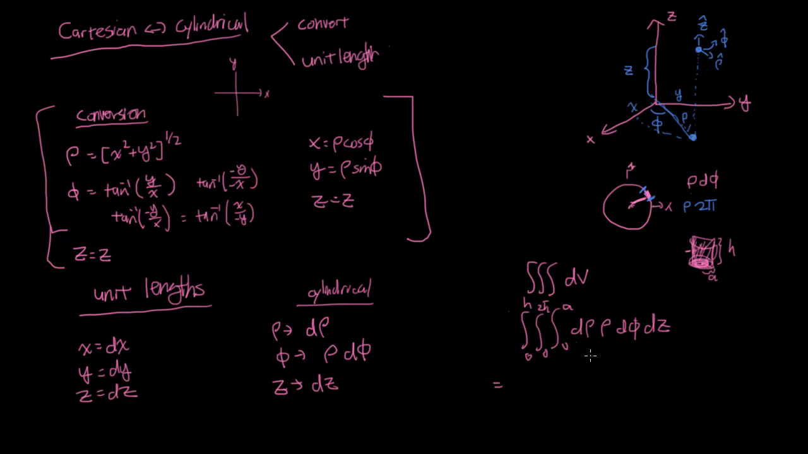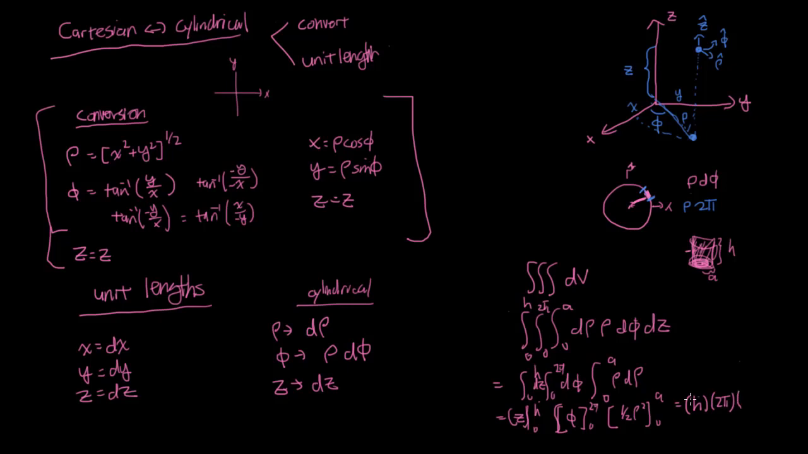So if we evaluate that, we're going to have 0 to h of dz, and 0 to 2 pi of d phi, and then for rho, you're going to get 0 to a of rho d rho. The integration of the z part will just be z evaluated from 0 to h. The phi part will be phi evaluated between 0 and 2 pi. So these two values will just be h and 2 pi respectively. And then rho, if you integrate rho, you're going to get 1/2 rho squared, from 0 to a. So the z term gives you an h, the phi term gives you a 2 pi, and the rho term gives you a 1/2 a squared.